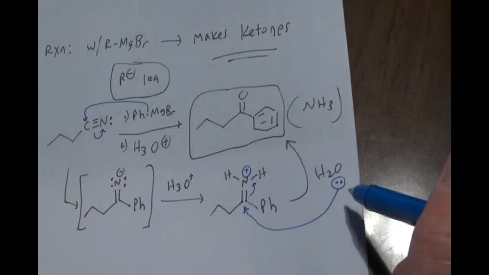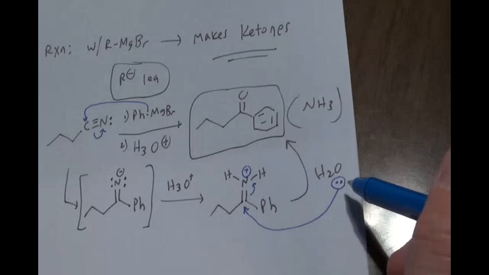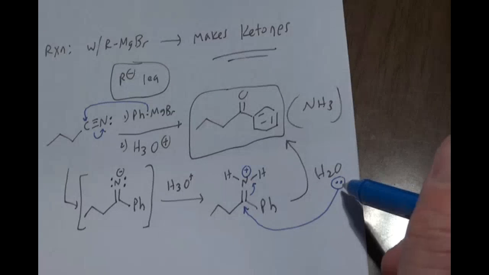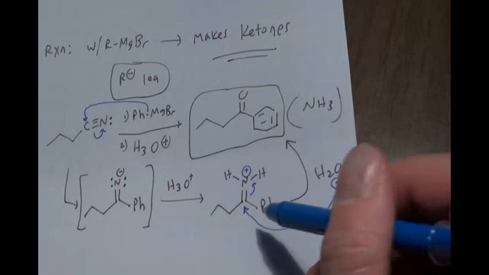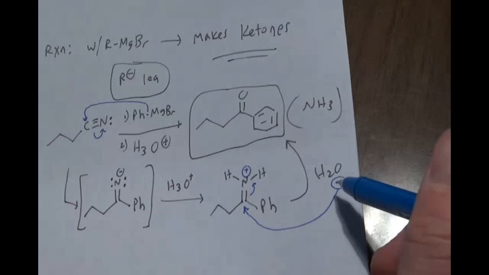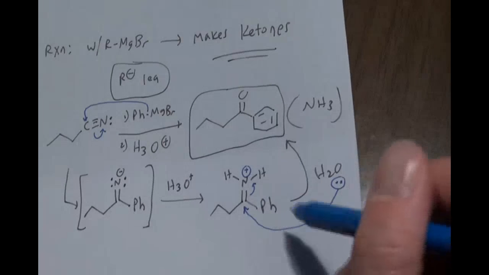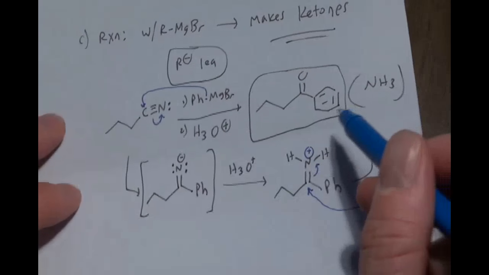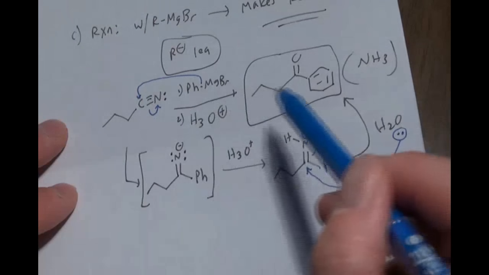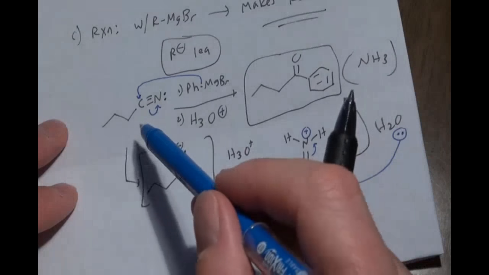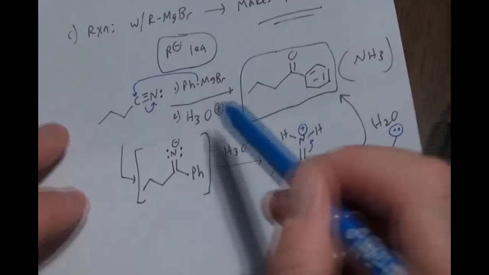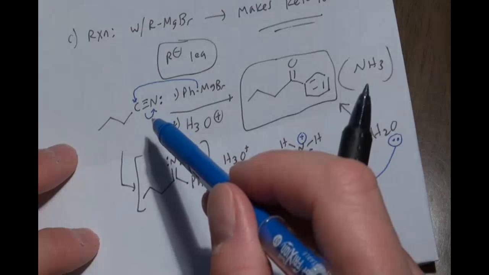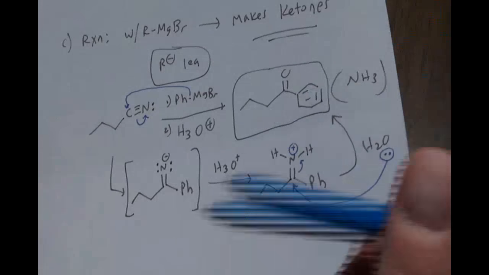So you should be able to step through this mechanism. If you need help on it, come to office hours, and I can Zoom office hours, and I can step through it. Okay? But this is straightforward. Water attacks, proton transfer, make nitrogen a good leaving group, oxygen kicks off the good leaving group, and then you have the ketone. So this is a great way to make ketones. A great way is to actually make a nitrile, which you can do by adding a carbon, and then Grignards attack nitriles to make ketones. Pretty cool.